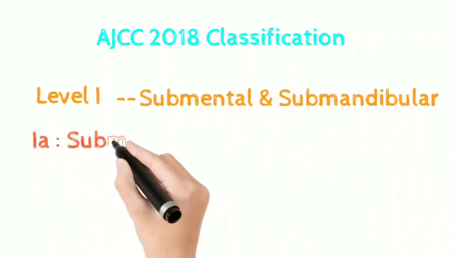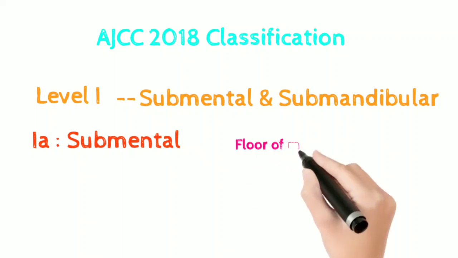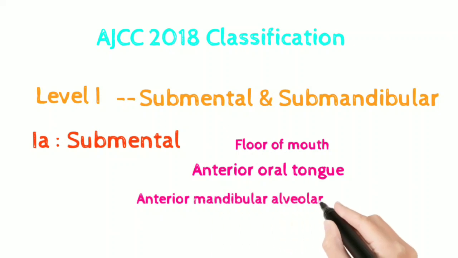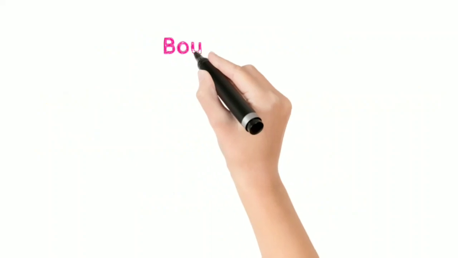Level 1A lymph node is a submental lymph node, and here are the major malignancies draining to 1A lymph node from the floor of mouth, anterior oral tongue, anterior mandibular alveolar ridge and the lower lip. Now let's look at the boundaries of 1A lymph node.